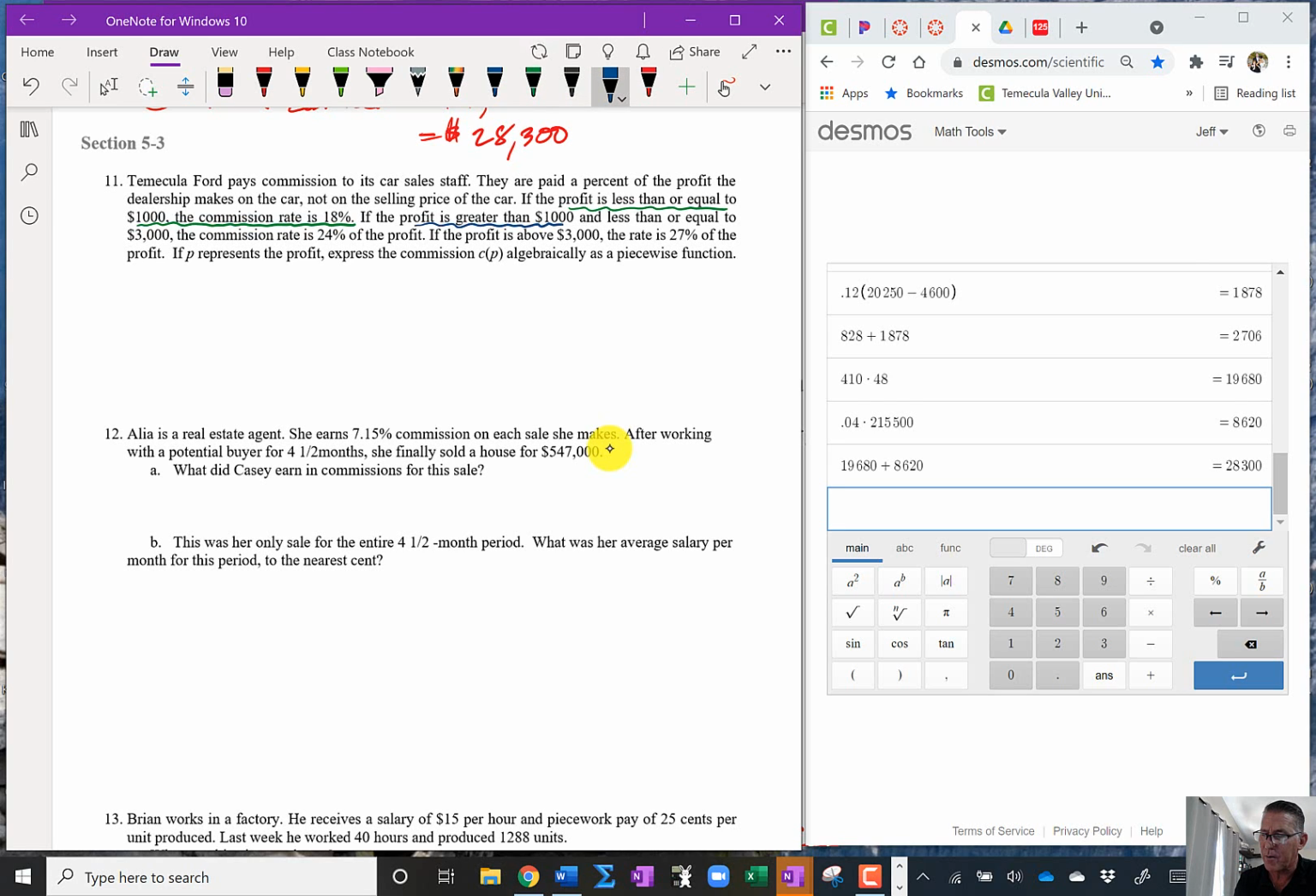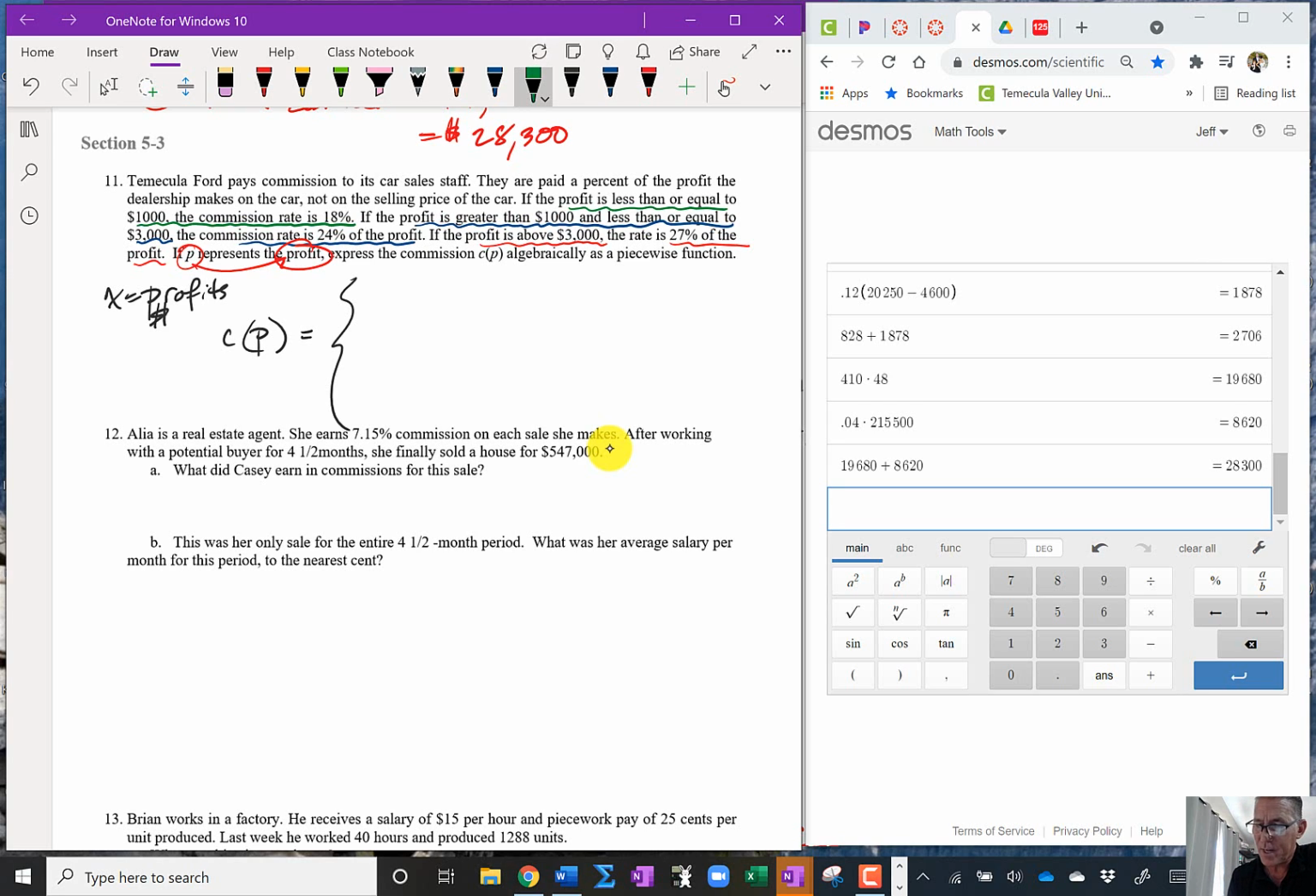So write an expression, C of P, a piecewise function. So here we go. C of P, where P equals profit, not sales, but profit in dollars. There are 3 pieces here, so let's start with the first one in green. If the profit is less than or equal to $1,000, so if P is less than or equal to $1,000, again, this is profit, the commission rate is 18%.